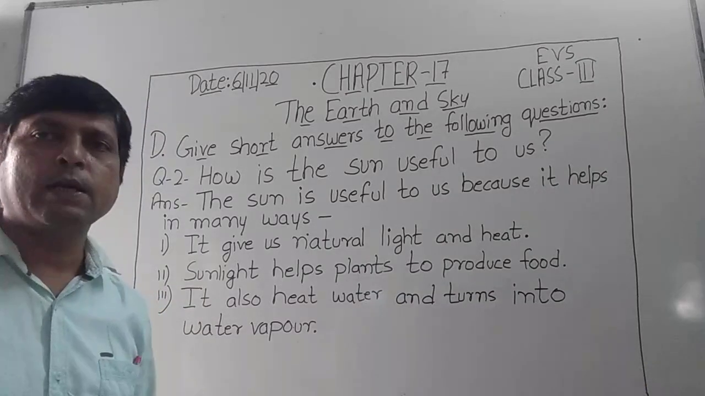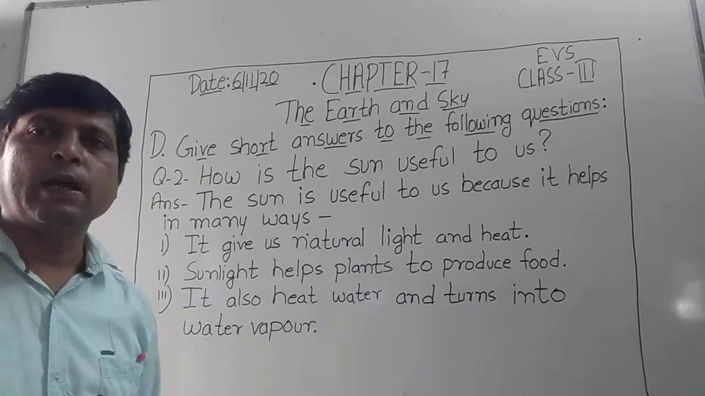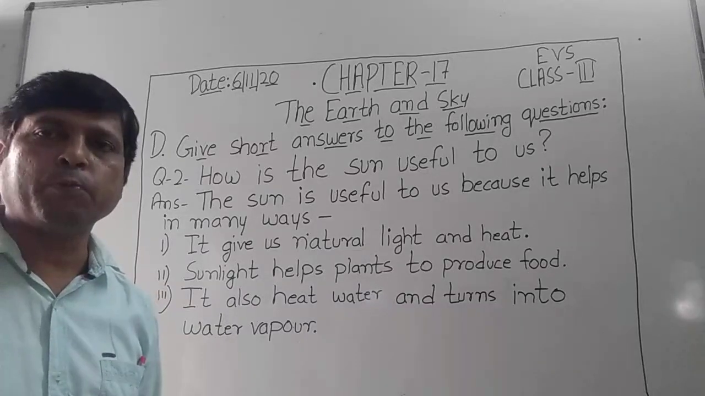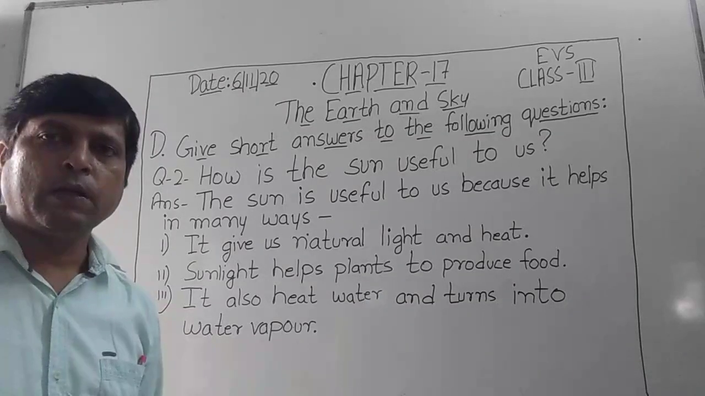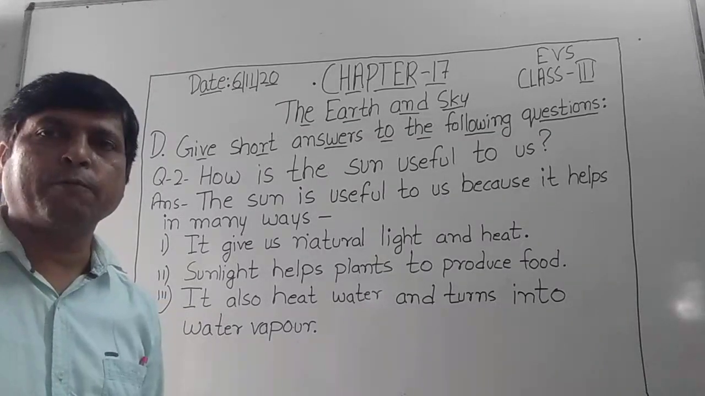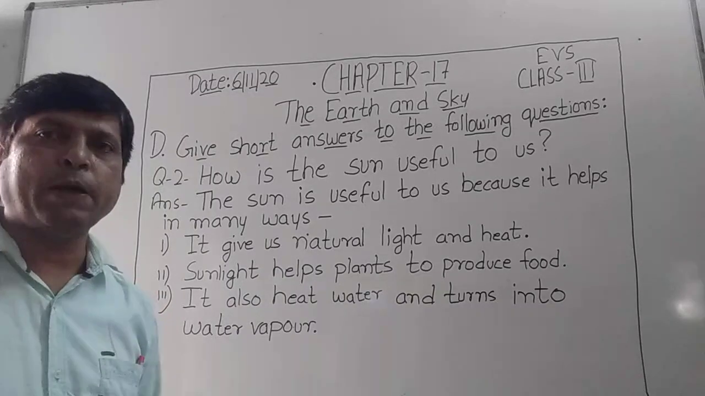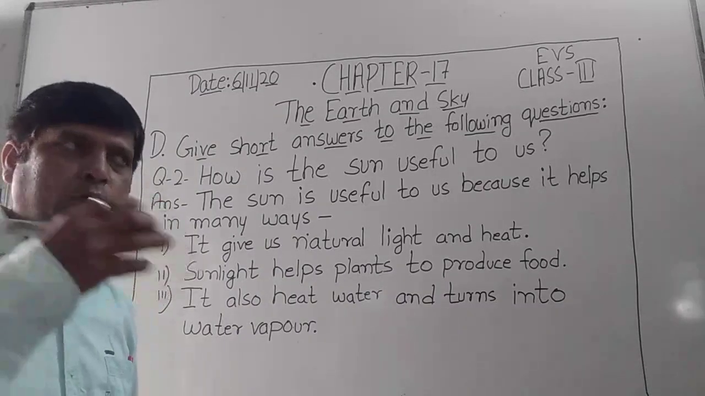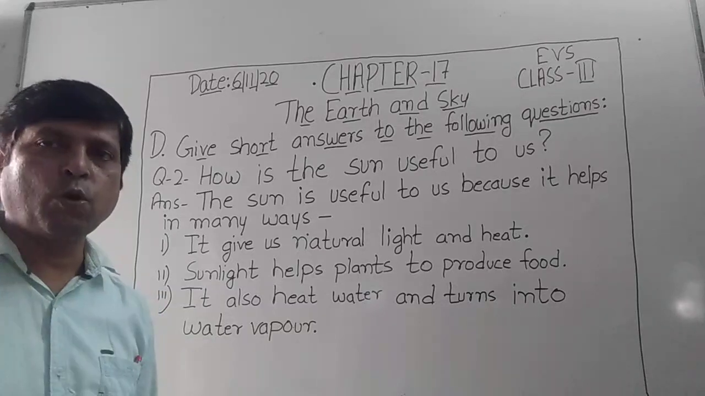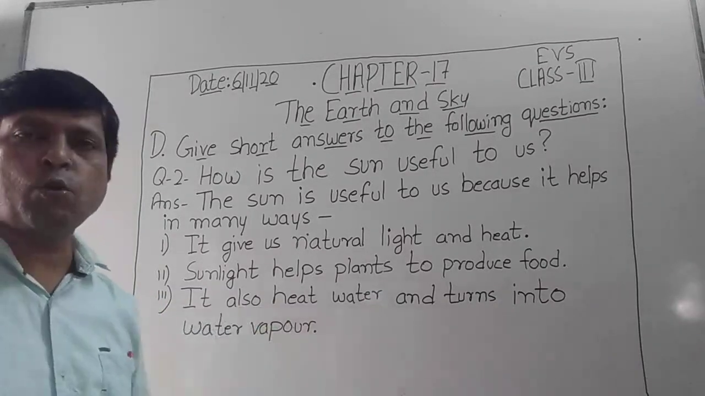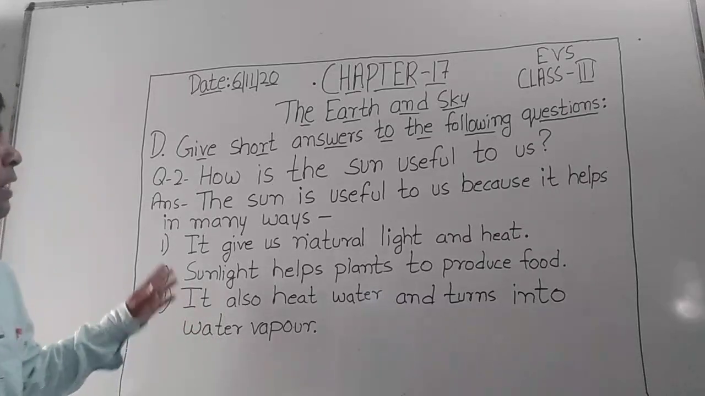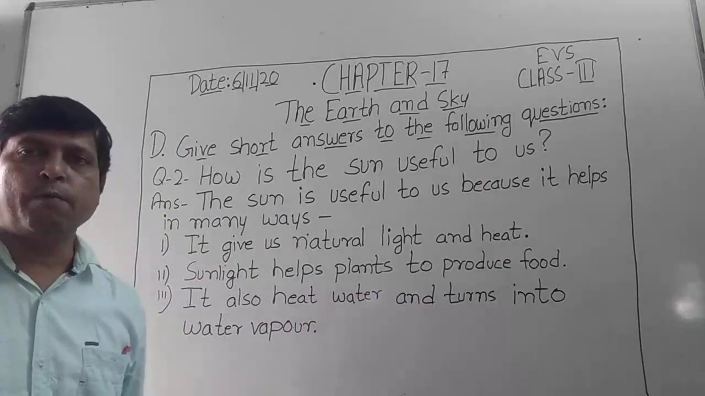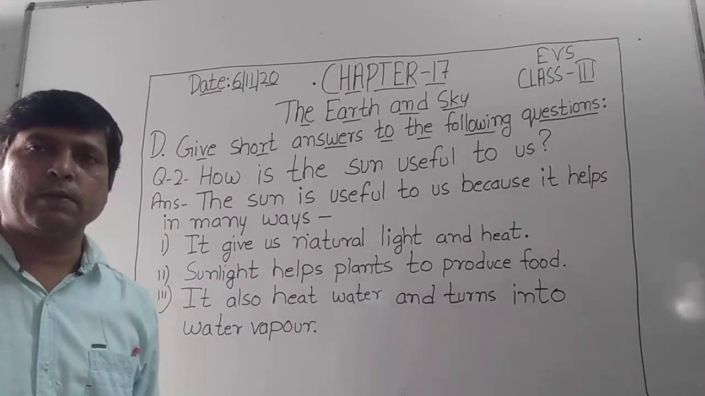That process is known as condensation. Then these tiny drops of water form the clouds, and when these drops of water become very heavy, what happens? From the clouds it comes down in the form of rain. So all these things are also possible due to the heat of the sunlight. That is the reason, student, sunlight is very important for us.